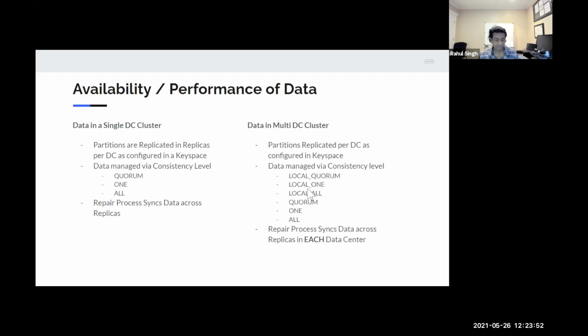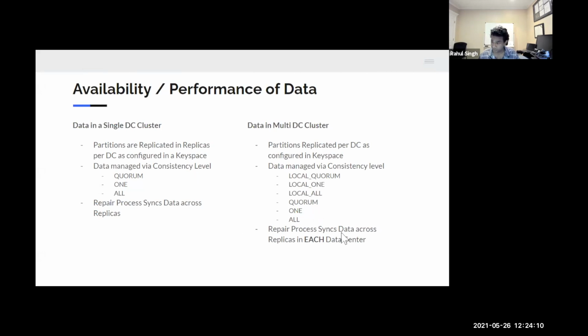And unfortunately, I don't know of a way to do local quorum on 2 data centers out of 5, let's say. That's a question somebody asked me, and I don't know the answer to that. Maybe somebody knows the answer to that.